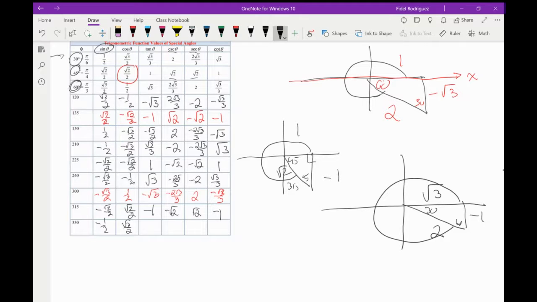Let's see, the tangent should be a negative square root of 3 over 3. Cosecant is a negative 2. Secant should be, there you go, you got it. And then cotangent is a negative square root of 3.